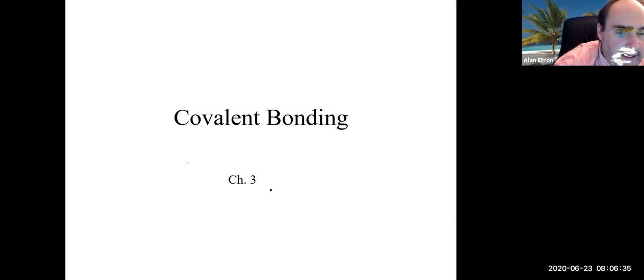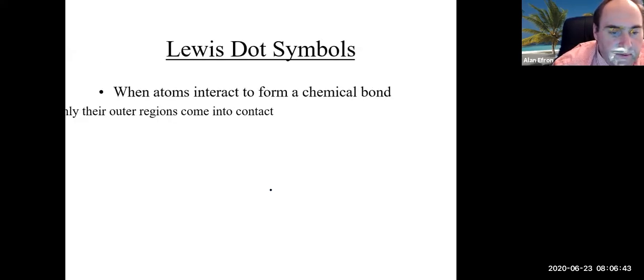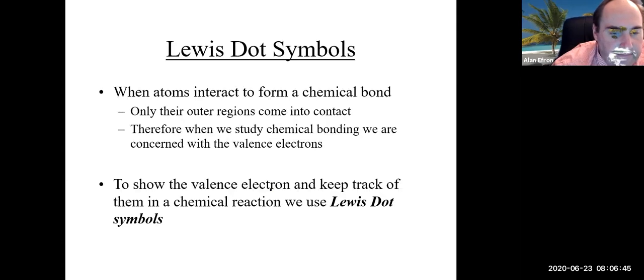All right, so let's talk about covalent bonding, or just bonding in general. When we do bonding, we often represent it with Lewis dot symbols, also sometimes called electron dot symbols. They're basically a symbol: we use the chemical symbol, and we use one dot to represent each of the valence electrons that are in the particular atom.